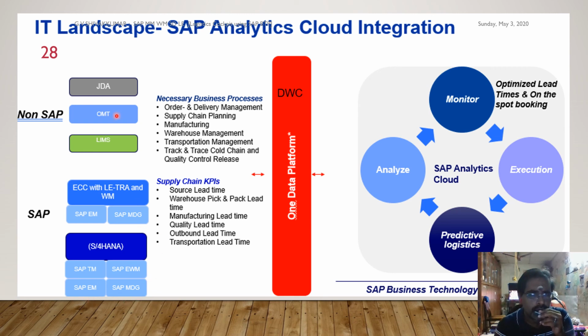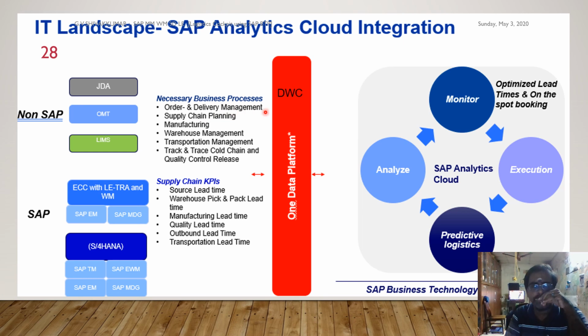So these different non-SAP and SAP systems are integrated with SAC to undergo analytical and predictive logistic functions, to track and trace the logistic operations efficiently, starting from vendor procurement till end customer delivery, on the BTP part. SAC is one part of the analytical tools in BTP.